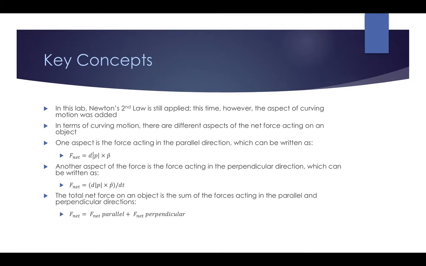In this lab, Newton's second law is still applied. However, the aspect of curving motion was added. In terms of curving motion, there are two different aspects of the net force acting on an object. One aspect is the force in the parallel direction, which is F net equal to d times the magnitude of p times p hat. Another aspect is the force acting in the perpendicular direction, which can be written as F net equal to d times the magnitude of p times p hat divided by delta t, the change in time. Then the total net force on an object is the sum of the forces acting in the parallel and the perpendicular directions, as shown here.